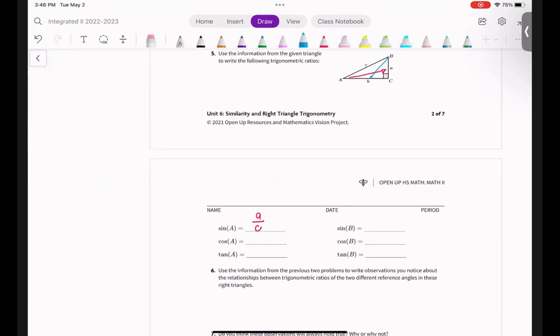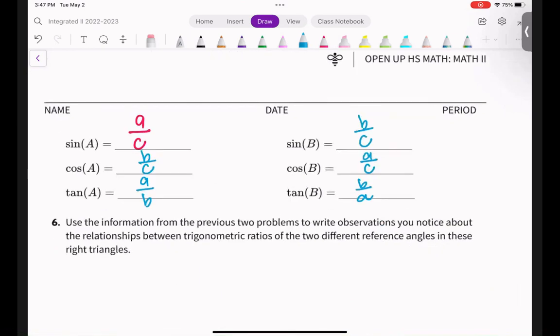Okay, so then your answers should be cosine of A is going to be B over C, and tangent of A is A over B. For sine of B, it's going to be B over C. Cosine of B is going to be A over C. And tangent of B is going to be B over A. Okay, so there's your answers.